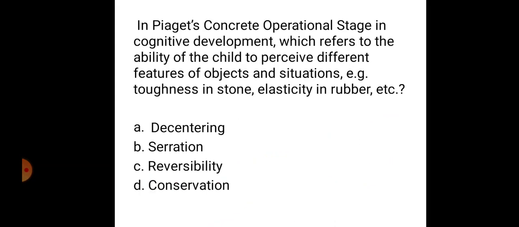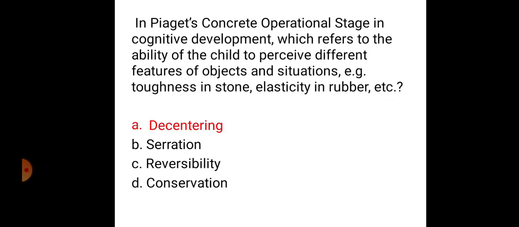In Piaget's concrete operational stage in cognitive development, which refers to the ability of the child to perceive different features of objects and situations, toughness in stone, elasticity in rubber, etc. So, dalawa kasi yan. In pre-operational stage, we call this one as centering or centration. But in concrete operational, we call this one as decentering. In centration, ang child perceive lang siya og only one feature lang. But in decentering, more than one feature na iya makita.